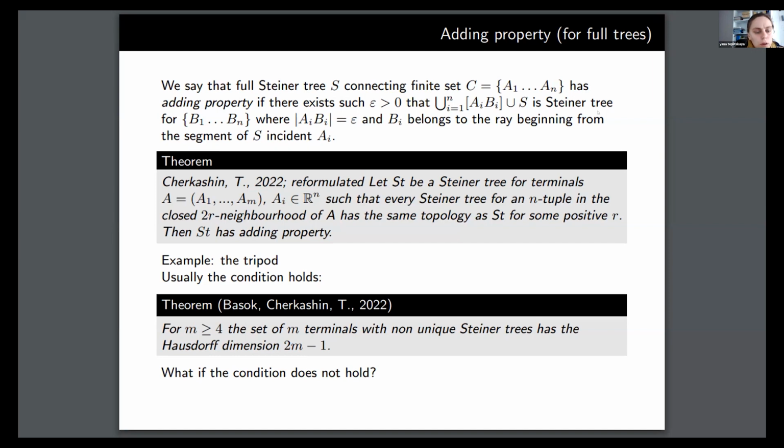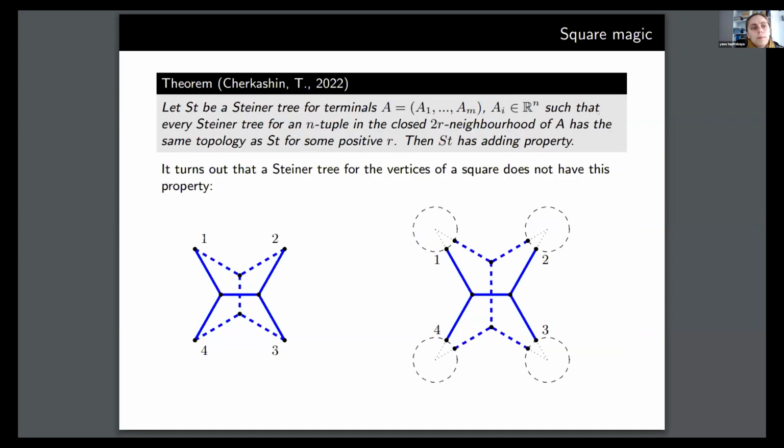And let's see what is going on if the condition doesn't hold. The simplest case when the uniqueness doesn't hold is vertices of the square. They have 2 Steiner trees, a dotted one and just a segments one. And if we prolong it a bit, then you can see the right picture. Steiner trees will change. So at least a Steiner tree for a square doesn't have hidden property.